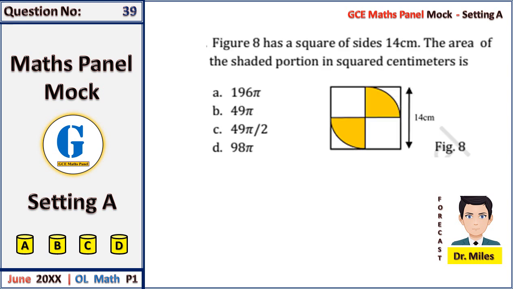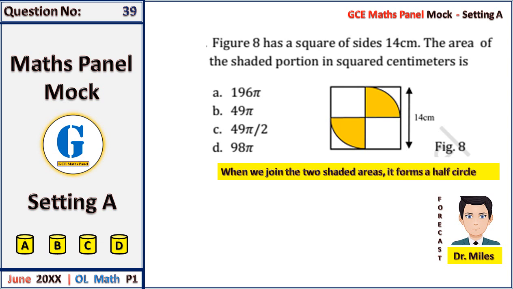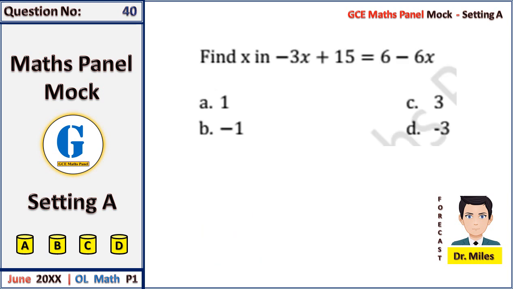Figure 8 has a square of sides 14 centimeters. The area of the shaded portion in squared centimeters is, when you look at this figure very well, and when we join the two shaded areas, it forms a half circle. And the radius of this circle is 14 divided by 2, which is 7 centimeters. So the area of this half circle will be pi radius squared on 2, which is 49 pi on 2. Question 40, find x in that equation.